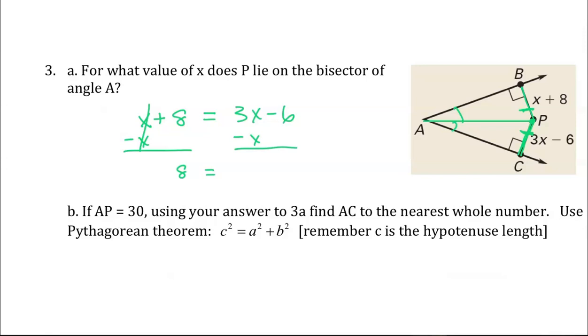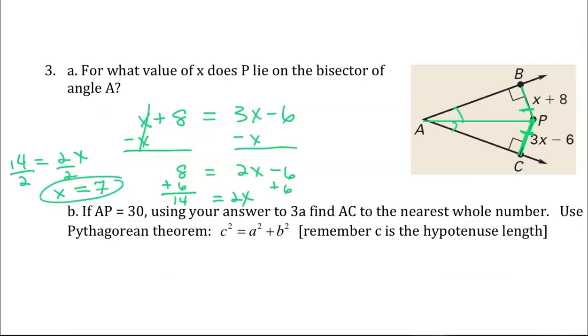3x minus x is 2x, and then I have minus 6. Okay, so now I'm going to have this 6 join this 8. That gives me 14 equals 2x. Okay, so I ran out of room. If 14 equals 2x, then get x by itself. X will be 7. And that's what's going to make point P be on the perpendicular bisector.